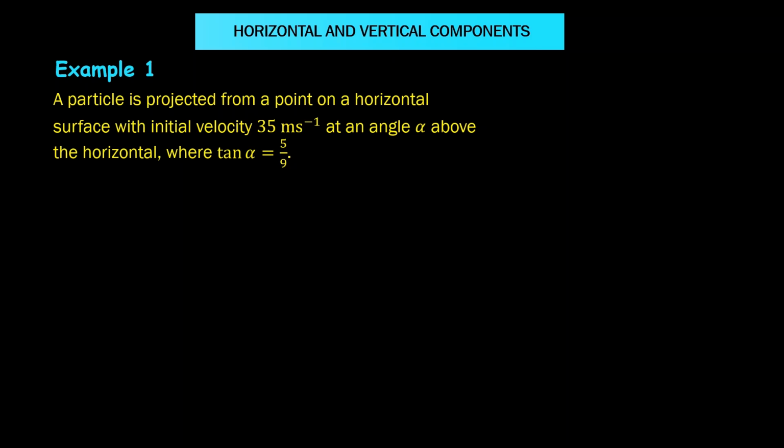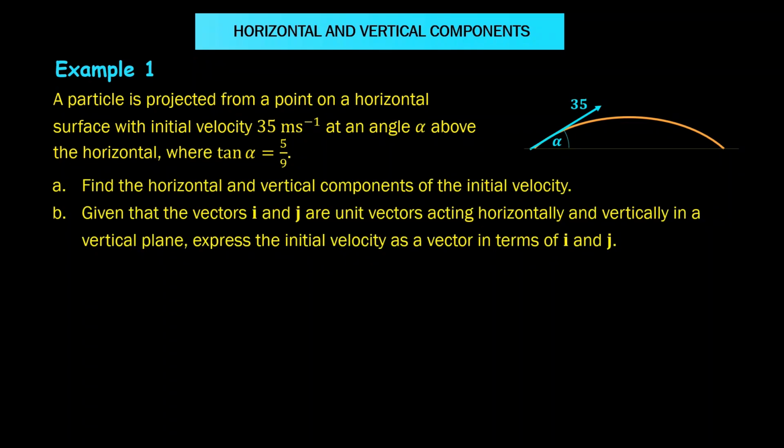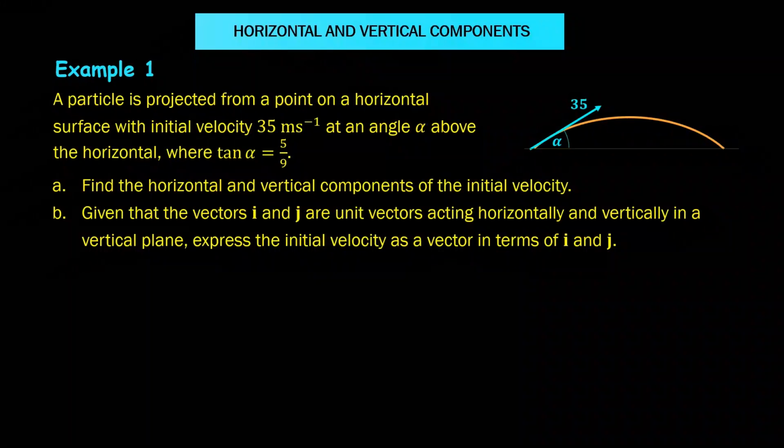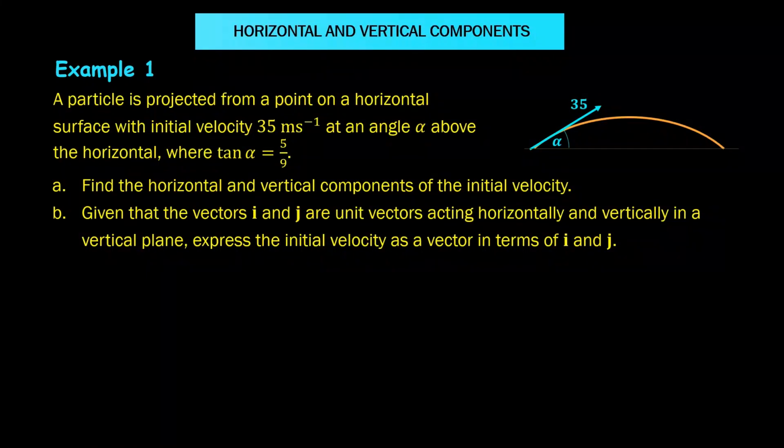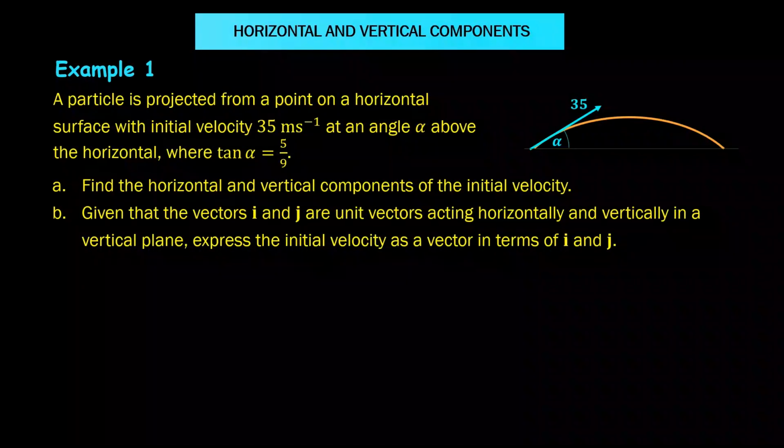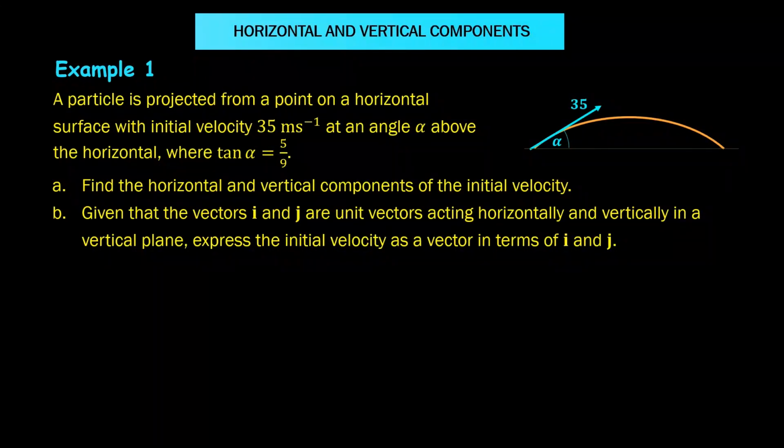Now let's have a go at an example. A particle is projected from a point on a horizontal surface with initial velocity 35 meters per second at an angle alpha above the horizontal, where tan alpha equals 5/9, as shown in the diagram. We are required to find the horizontal and vertical components of the initial velocity. Also, given that the vectors i and j are unit vectors acting horizontally and vertically in a vertical plane, express the initial velocity as a vector in terms of i and j.